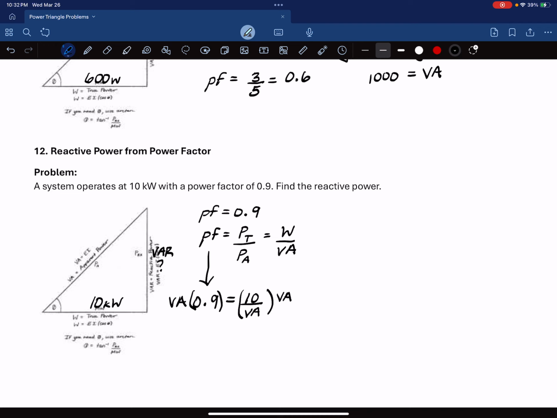I'm sorry if you hear the tomcat. He's wanting outside. 0.9 VA equals 10. Just a minute, buddy.